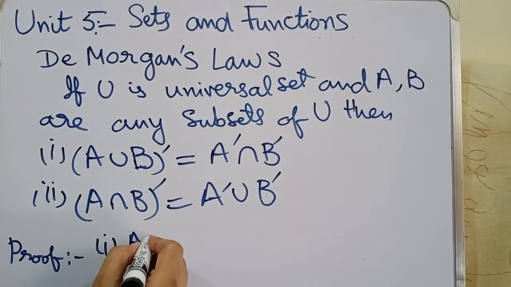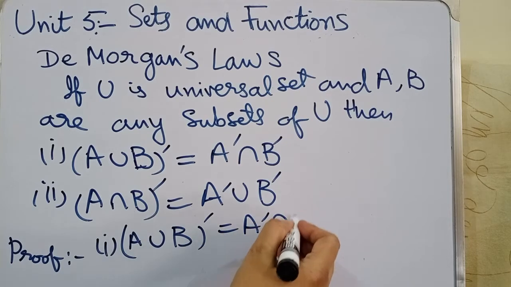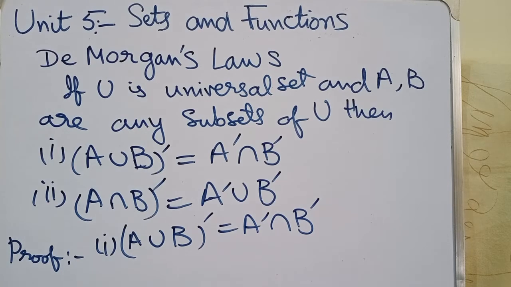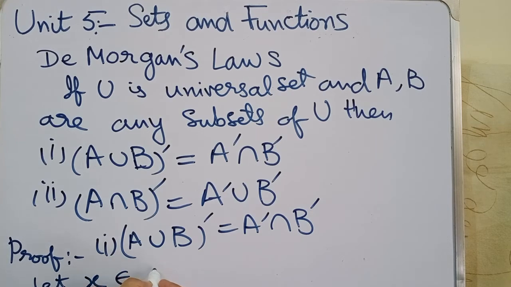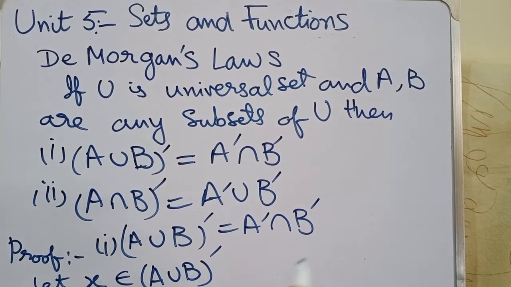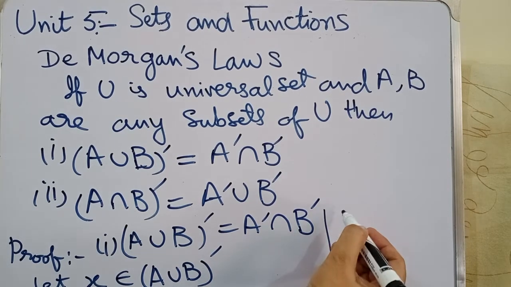First we have (A union B) whole complement is equal to A complement intersection B complement. Let us take any arbitrary element x. Let x belong to (A union B) whole complement. For this proof, recall the equality law of sets.